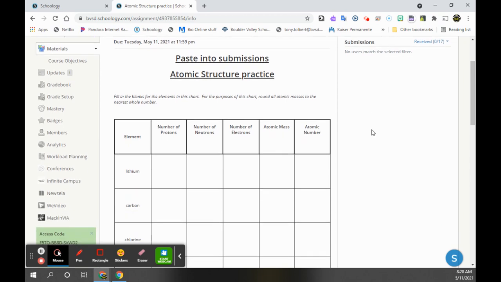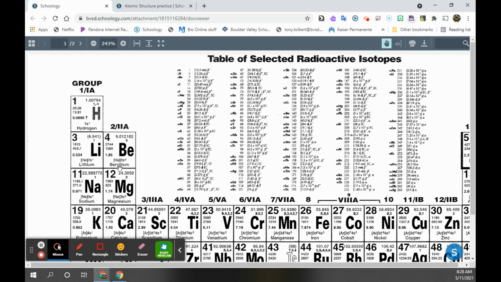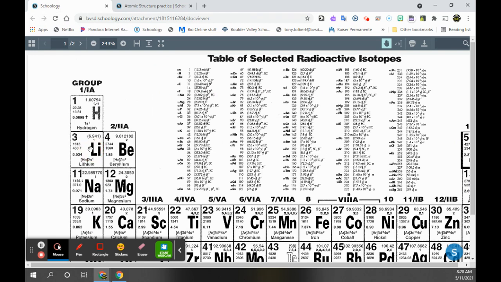Okay, so let's go ahead and start by talking about what we have here. Here we have lithium. You're going to record the number of protons, the number of neutrons, the number of electrons, and the mass number versus the atomic number. So I'm going to use my periodic table and find lithium. Here's lithium here. The atomic number for lithium is 3, which means it has 3 protons.